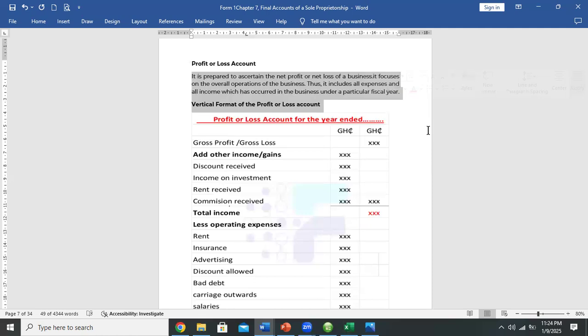So in the profit and loss account, what you do is you compare total income with total expenses. And the total income, first and foremost, begins with the profit you made from your trading. So as you see here, your gross profit or loss, the profit you are making from the buying and selling of the goods, and then you add any other income you are getting from elsewhere.